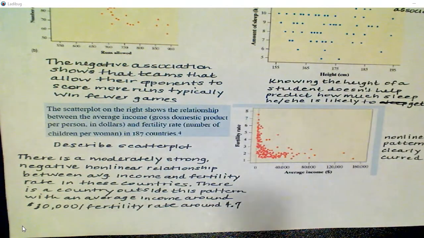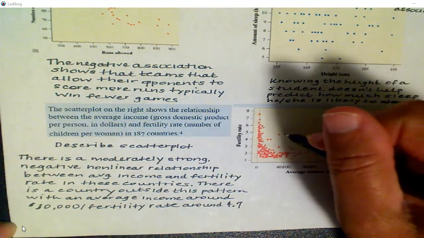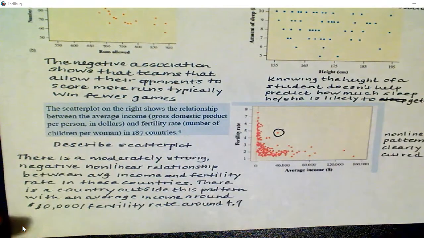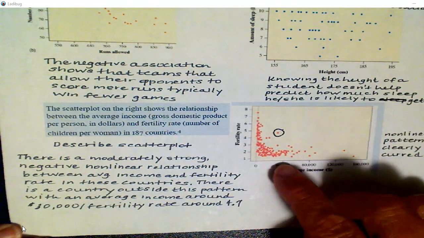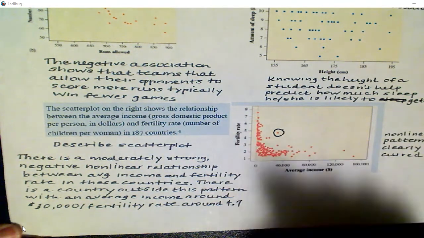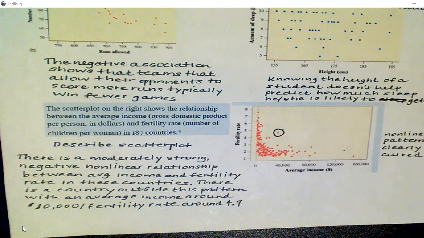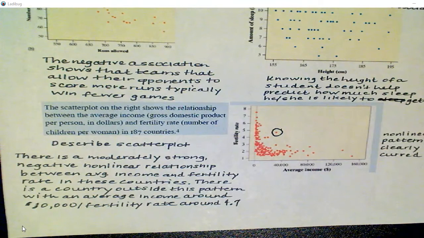Notice it's in context. You always have to say what the problem is about. What are you comparing here? Put it in context. There is a country outside this pattern right here. This is kind of out of the ordinary, an unusual, individual point that's not following the pattern of the rest. There is a country outside the pattern with an average income around $30,000 and a fertility rate around 4.7. So when you say unusual features, you can describe an unusual point. You could also describe clusters like we discussed.